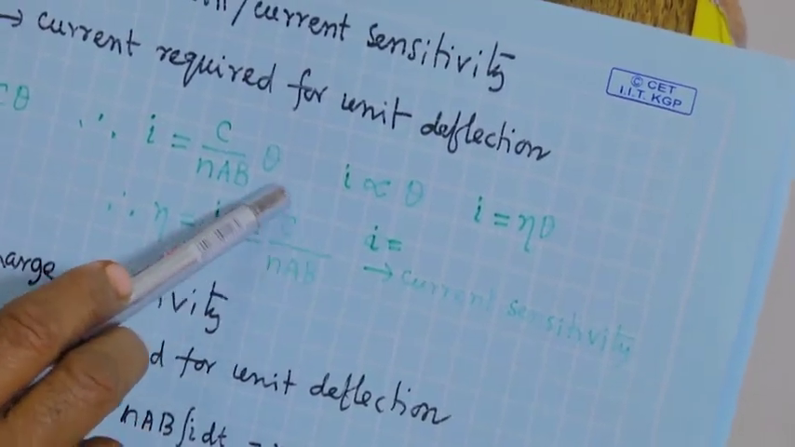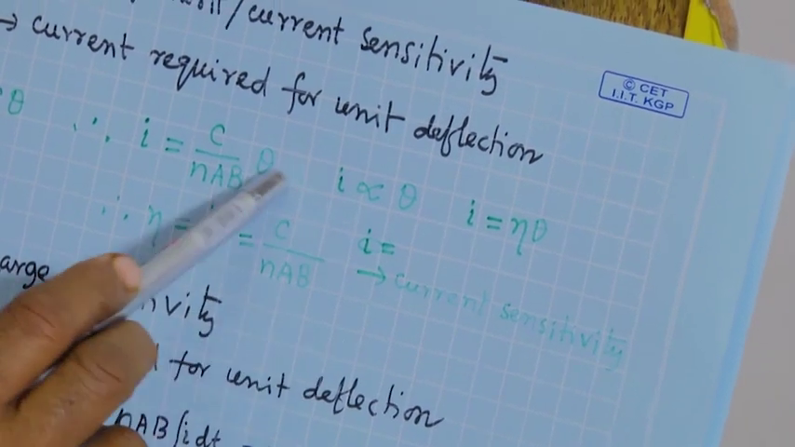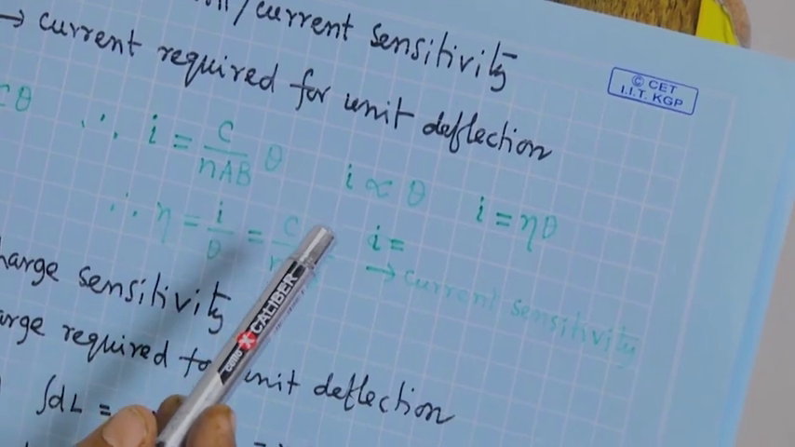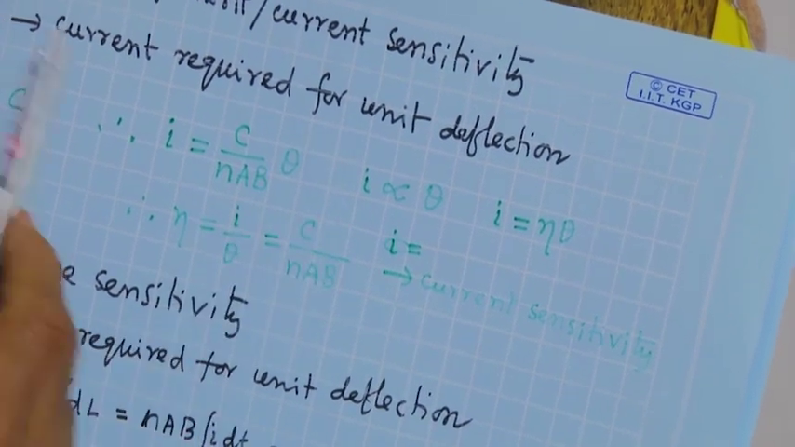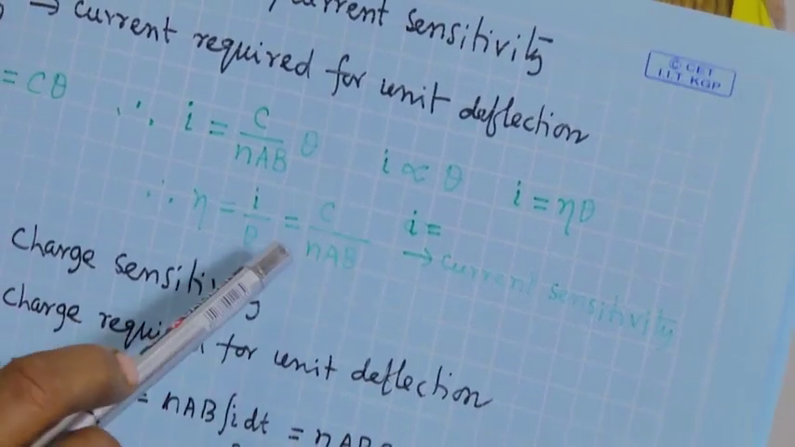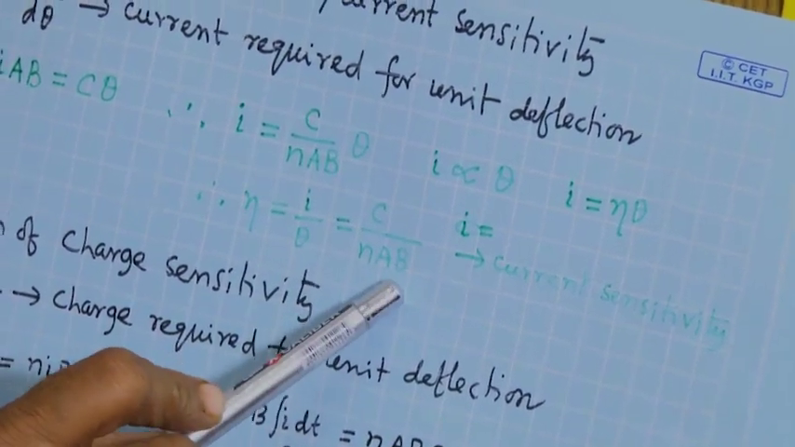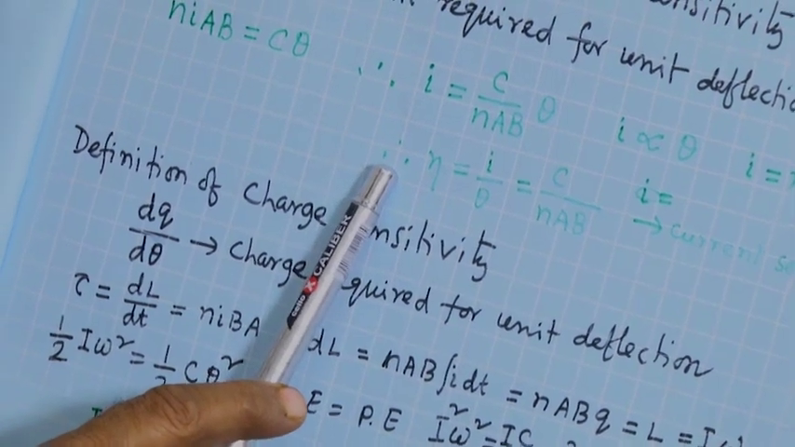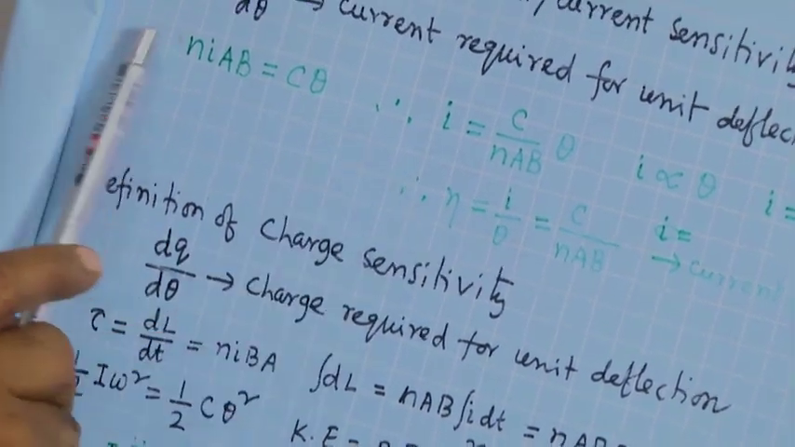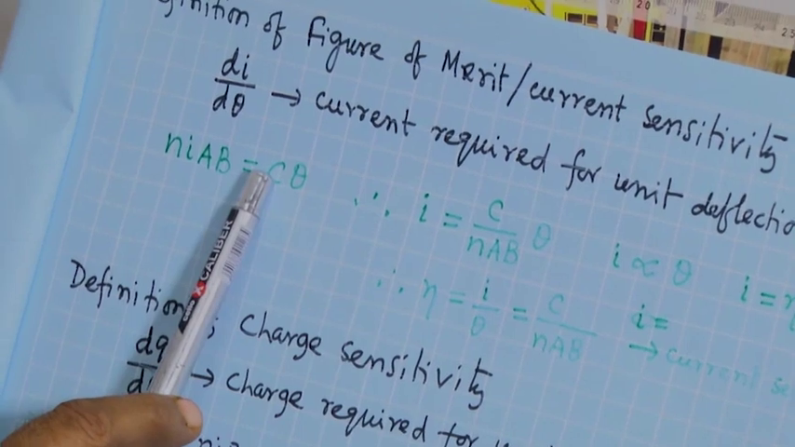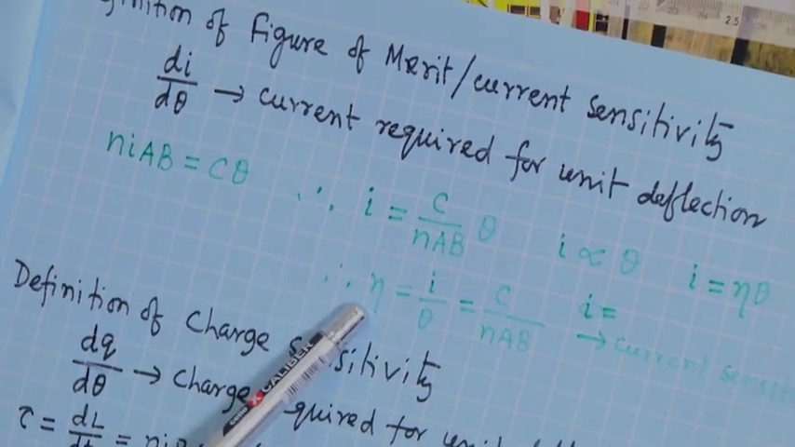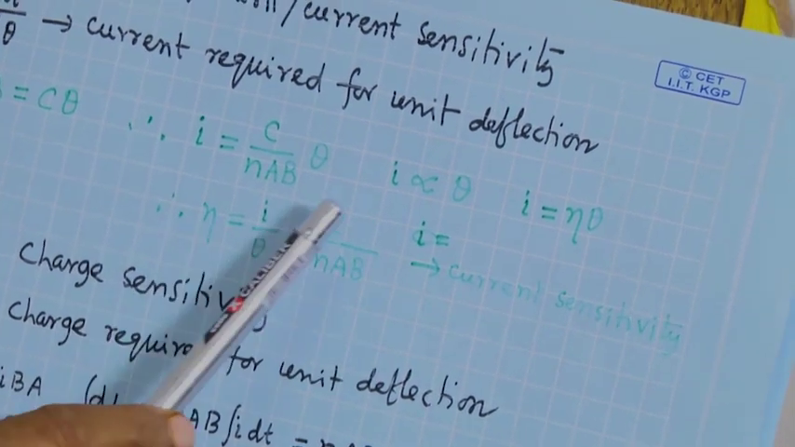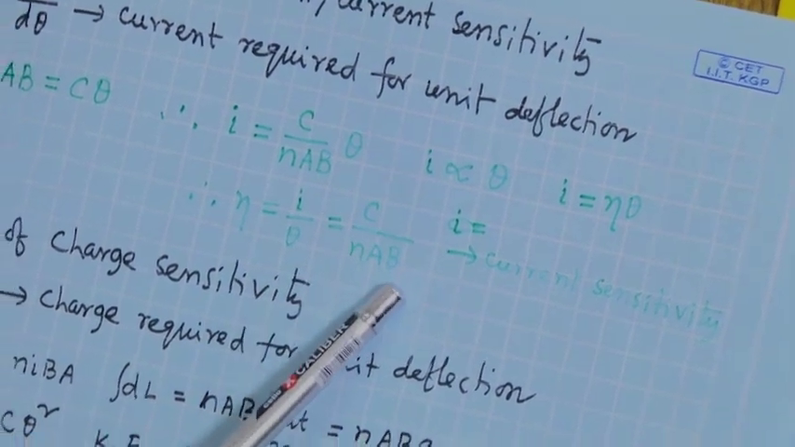So it completely depends on this galvanometer. It depends on the torsional constant C of the suspension rope, and it depends on the coil and the permanent magnet. So according to the definition and from our relation, we could find out this current sensitivity η equal to C by NAB, right.